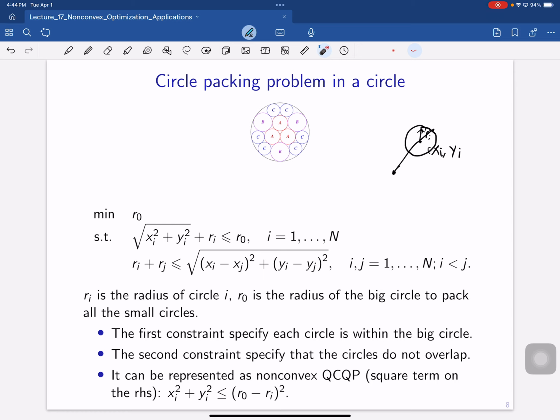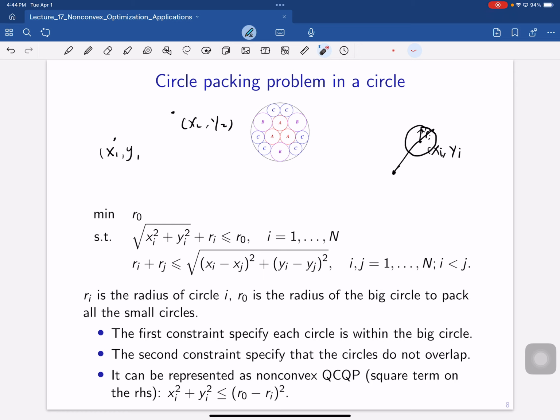Right? If you calculate, let's say here is one small circle, let's say x1, y1, and this is another circle x2, y2, right? And then this notation is the distance between x1, y1 and x2, y2, right? This is the Euclidean distance of the centers. And the distance between the two centers must be greater than or equal to the addition of the radii of the two circles, right? So with this constraint, they will not overlap, right? Their distance is far enough. Okay.